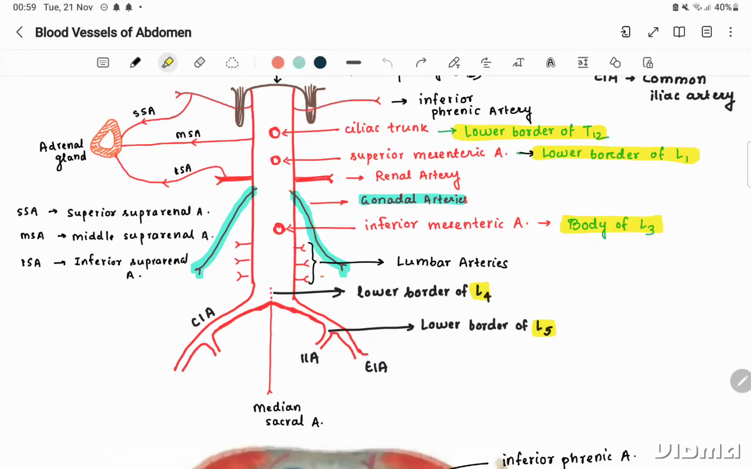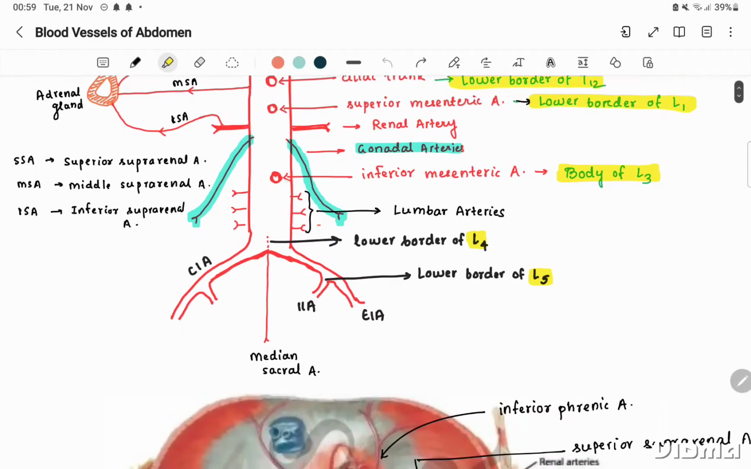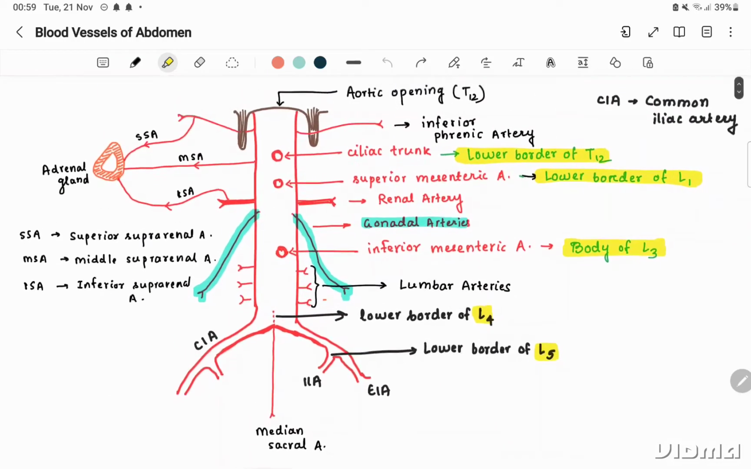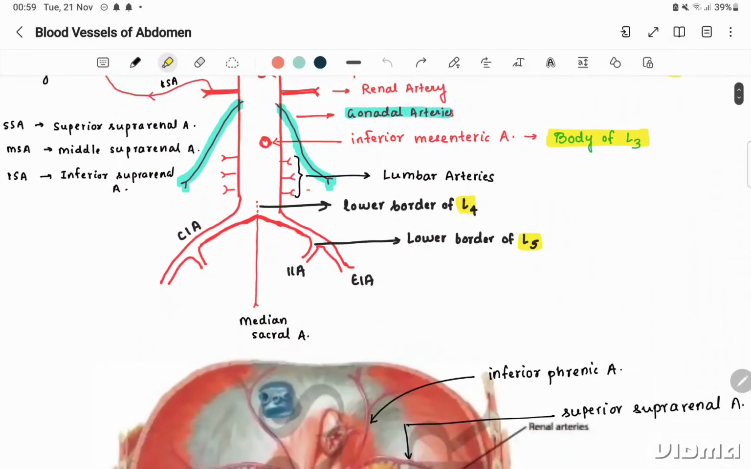Then you have the gonadal branches. These are the gonadal arteries, and another branch which is arising in the plane of the paper, that is the inferior mesenteric artery, which arises in the body of L3. And then we have a few other branches that are your lumbar arteries. Lumbar arteries are given at this point.